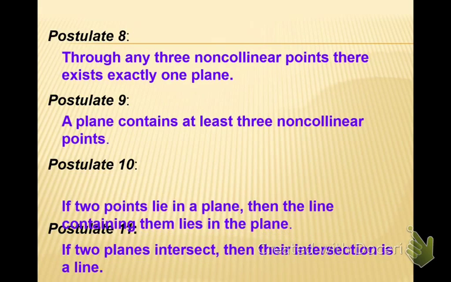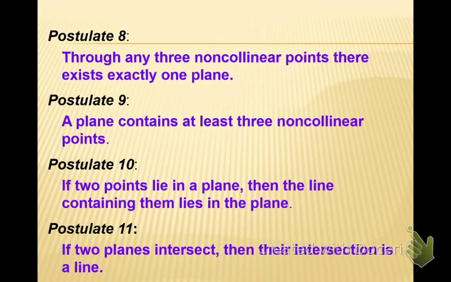Postulate 10. If 2 points lie in a plane, then the line containing them lies in the plane. So I've got these 2 points. They lie in the plane of the chalkboard, right? Then this line that goes through them would also be in that plane of the chalkboard.